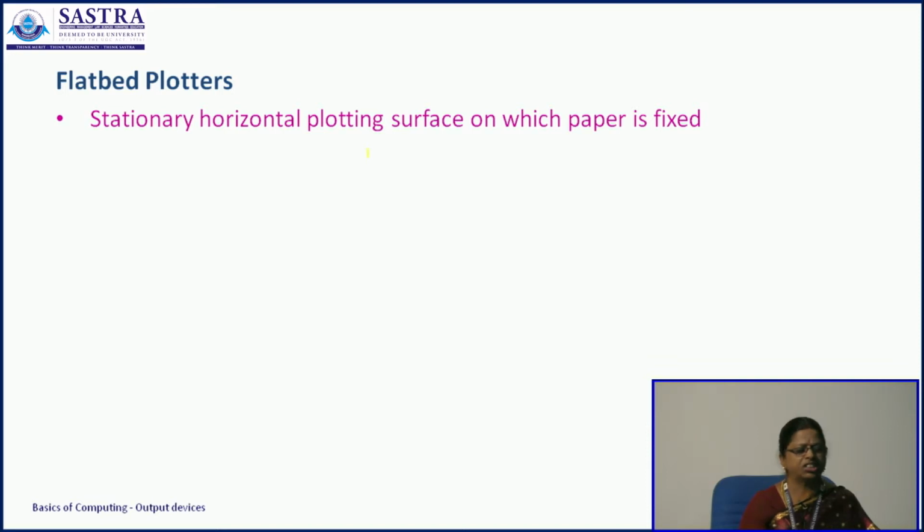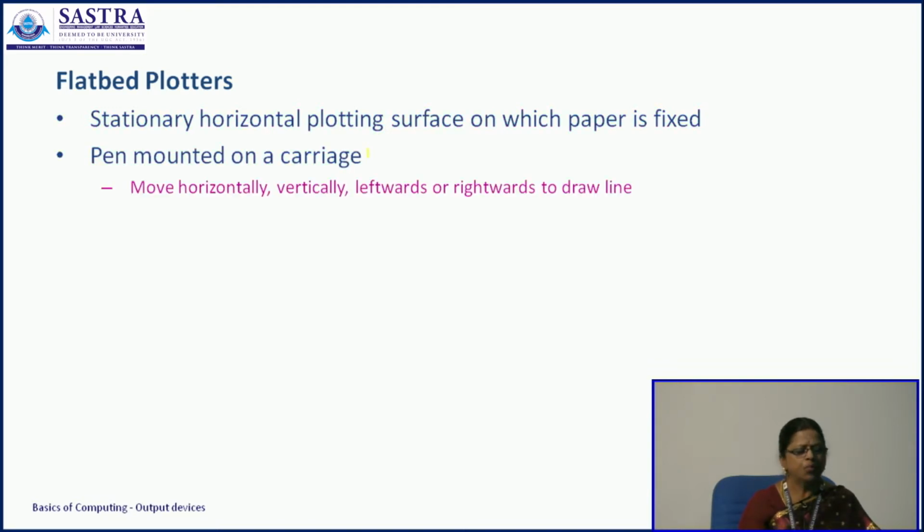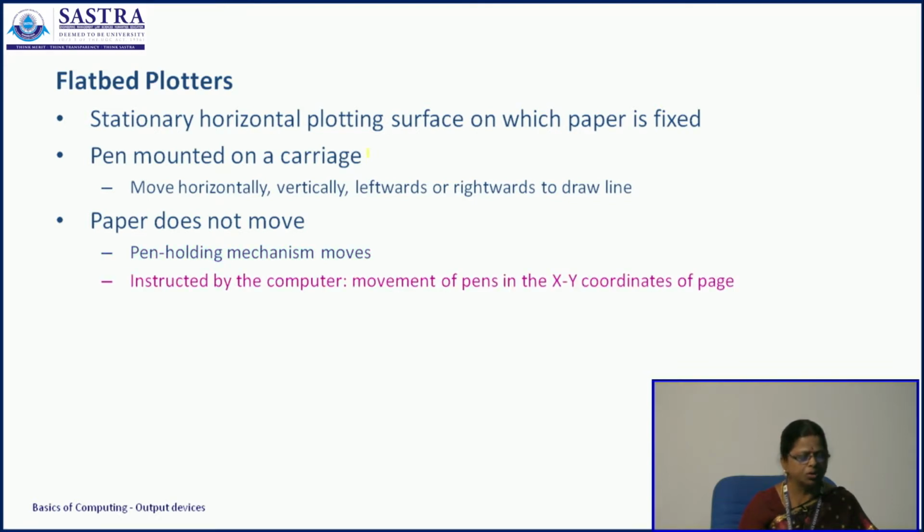It has a stationary horizontal plotting surface on which the paper is fixed. The pen mounted on the carriage moves horizontally, vertically, leftwards or rightwards to draw a line. But the paper does not move. Only the pen holding mechanism moves. Based on the instructions by the computer, the movement of pens are controlled on the XY coordinates of the page.